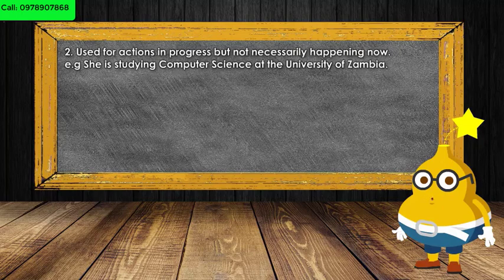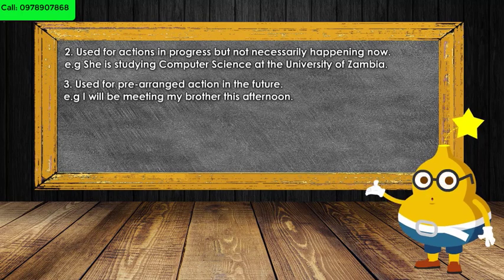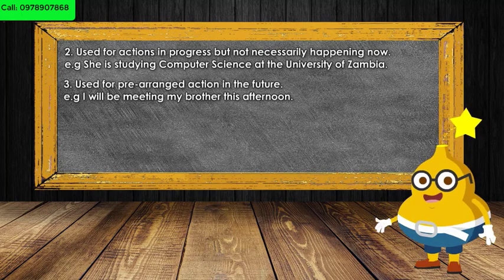The present continuous tense is also used for actions in progress but not happening now. For example, the sentence, she is studying computer science at the University of Zambia. Furthermore, the present continuous tense is used for pre-arranged action in future. For example, the sentence, I will be meeting my brother this afternoon.